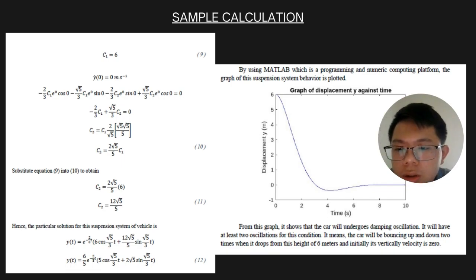So from this one, it shows that the car will undergo damping oscillations. It will have at least two oscillations for this condition. It means the car will be bouncing up and down two times when it is dropped from its height of 6 meters, and initially its vertical velocity is zero. Or you can say that it dropped by the pull of Earth's gravity.